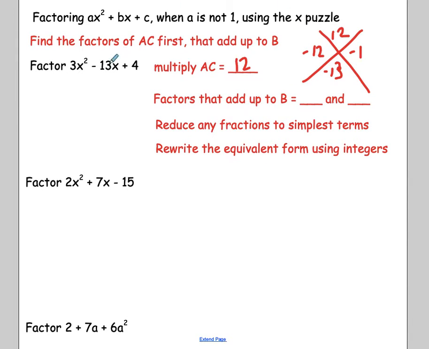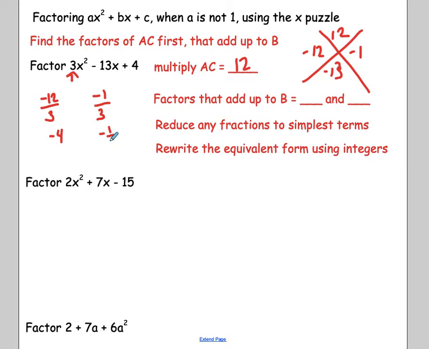So I take those numbers and divide them by the value of a. The value of a is 3. So I take negative 12 and divide it by 3, and then I take negative 1 and divide it by 3. Then I reduce my fractions to simplest terms. Negative 12 divided by 3 is negative 4, and negative 1/3 can't be reduced.